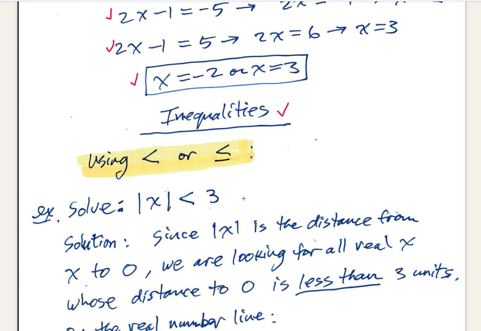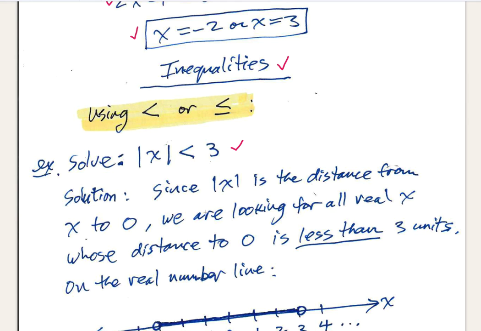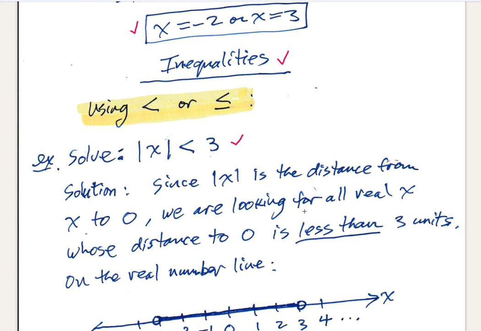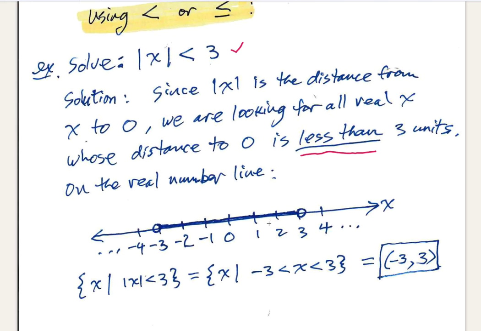Okay, let's take this simple example here. You want to solve this: the absolute value of x is strictly less than 3. Now let's think of our geometric interpretation here. Since the absolute value of x is the distance from x to 0, we're looking for all real x whose distance to 0 is strictly less than 3 units on the real number line. Then I come up here, I think about 0, and I could move to the left, and I could continue to move to the left, but I'm going to have to stop once I get to what?